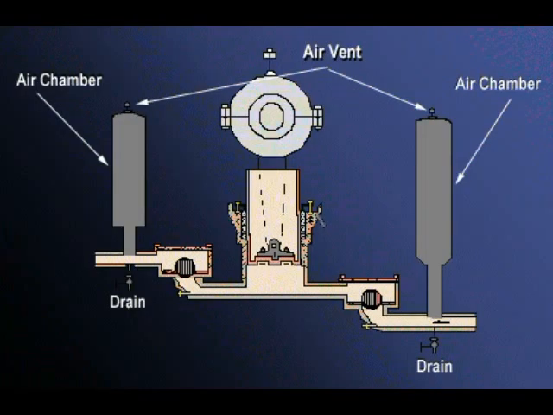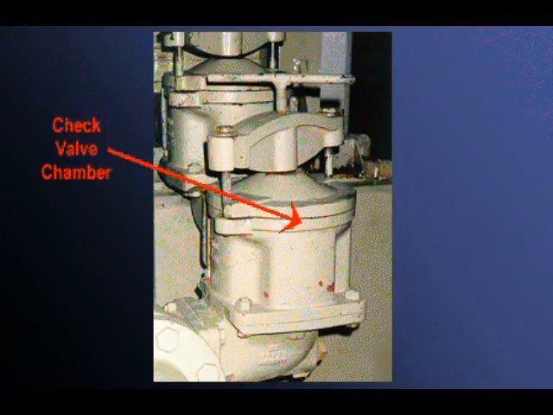If liquid fills these air chambers, they can be drained by opening the tap at the bottom of the chamber and the air vent at the top. Now, the photo showing a check valve on a plunger pump installation. The arrow points to the location of the check valve chamber.